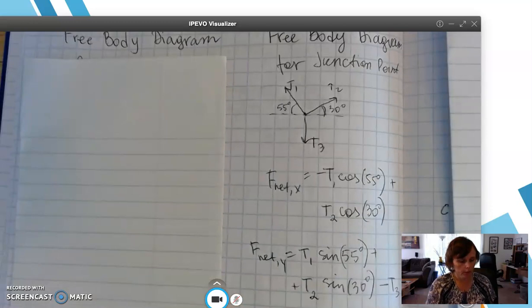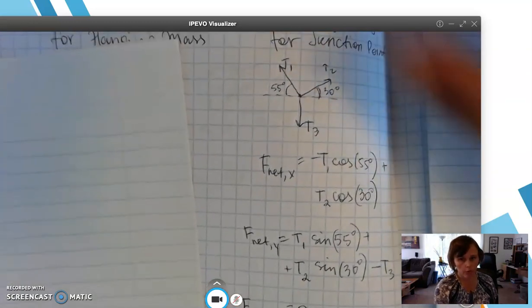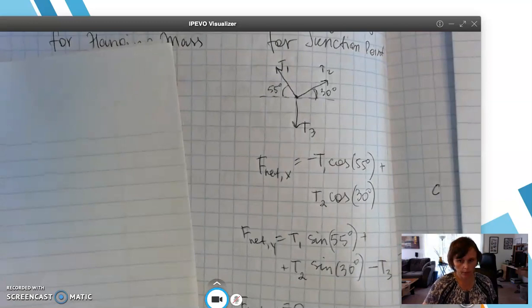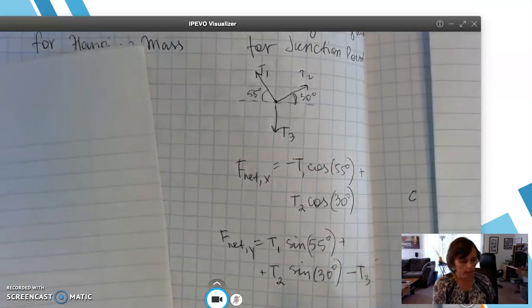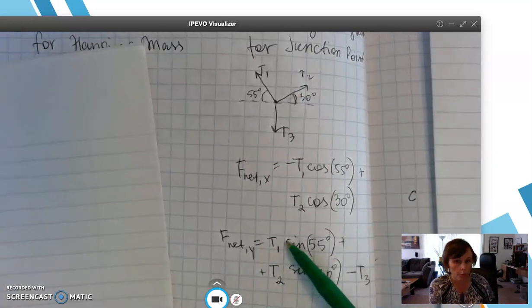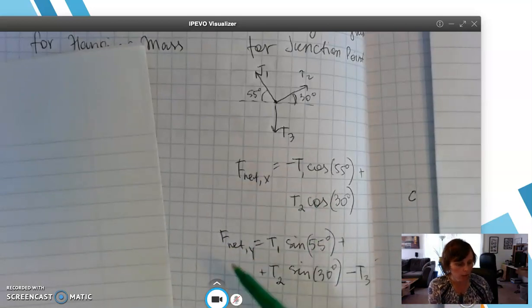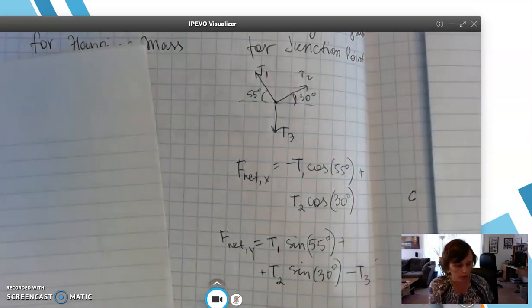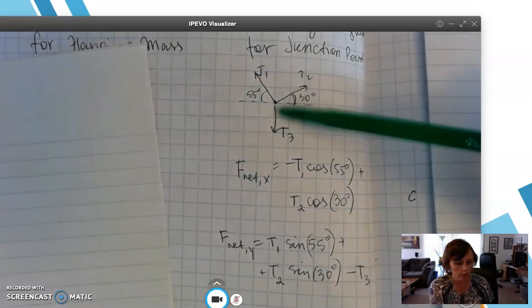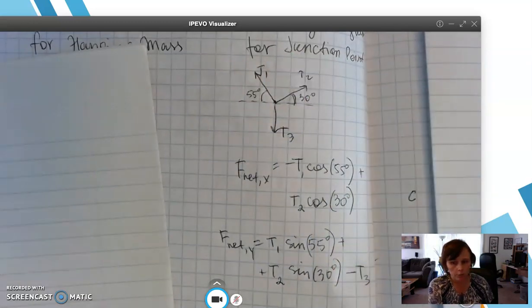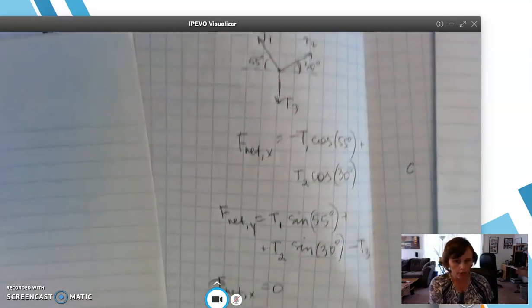Then we are going to write the equation in terms of Newton's second law, which is F net in y direction is T1 sine 55 degrees. Oh, sorry, no, we continue with our 6 steps. This step is writing the net force in the y direction, in the vertical direction. So it's T1 sin 55 degrees plus T2 sin 30 degrees minus T3. So we have T3 and the 2 components of the T1 and T2 forces in the y direction.